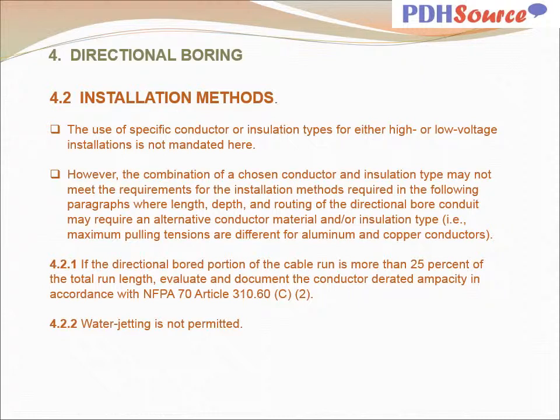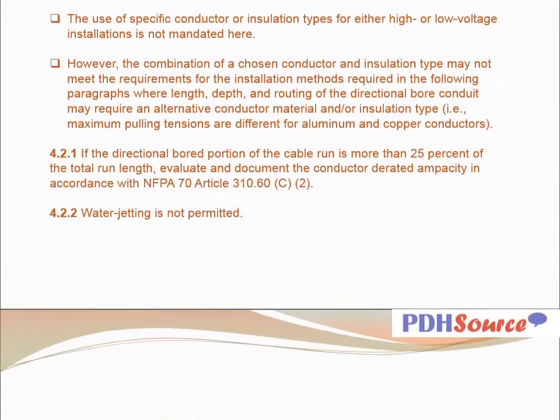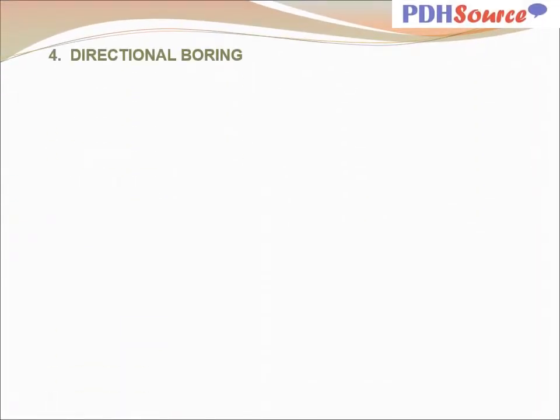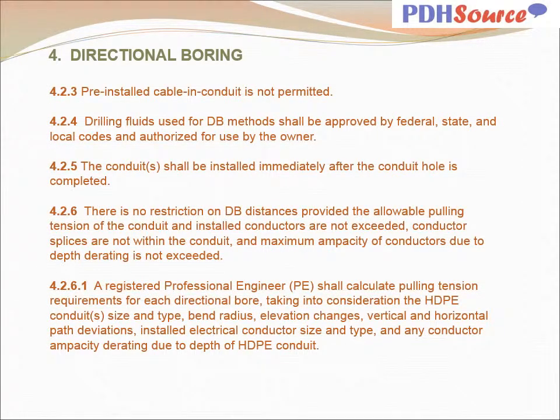If the directional bored portion of the cable run is more than 25% of the total run length, evaluate and document the conductor derated ampacity in accordance with NFPA 70 Article 310.60 C2. Water jetting is not permitted. Pre-installed cable in conduit is not permitted.